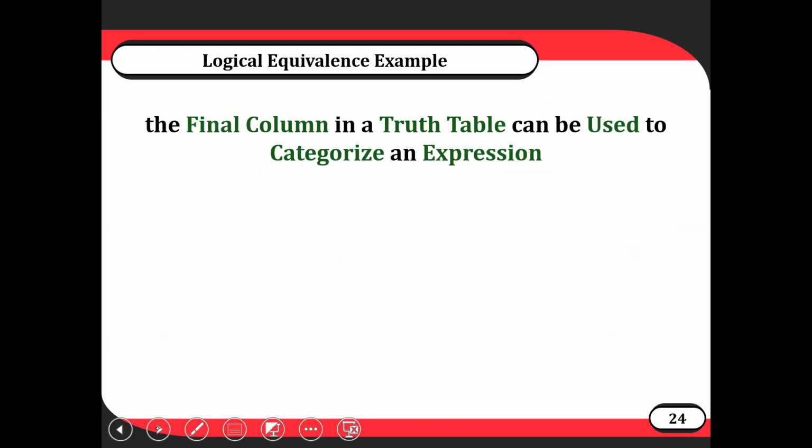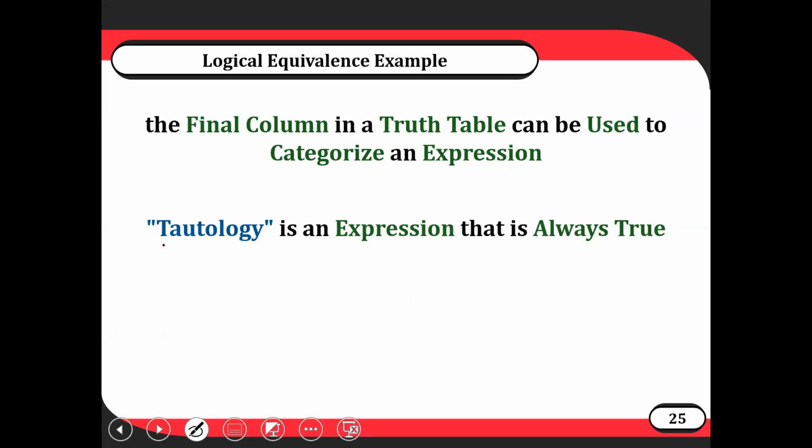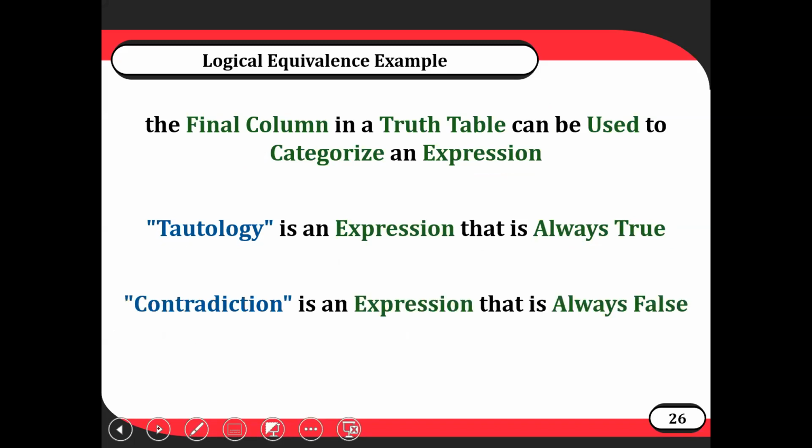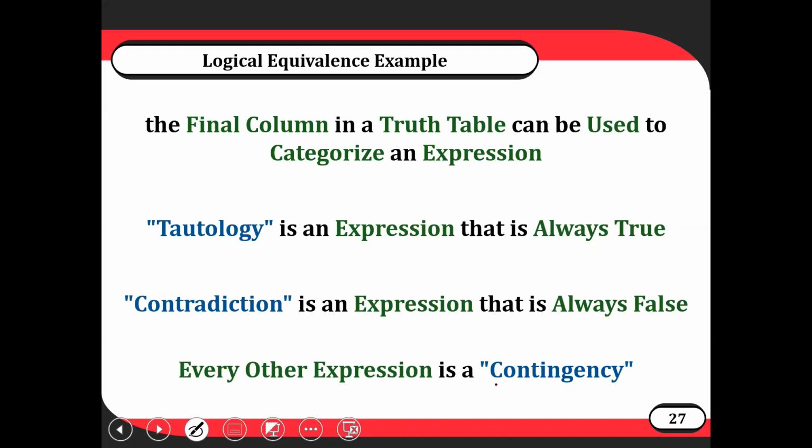Okay. So the final column of a truth table can be used to categorize an expression. So these are important categories. A tautology is an expression that is always true. So if you look at the final column of your truth table, it has all true values. A contradiction is an expression that is always false. So if we look at the final column of our truth table, it's all false values, and every other expression is a contingency. So if there's some combination of true and false in our final column, then we say that expression is a contingency.